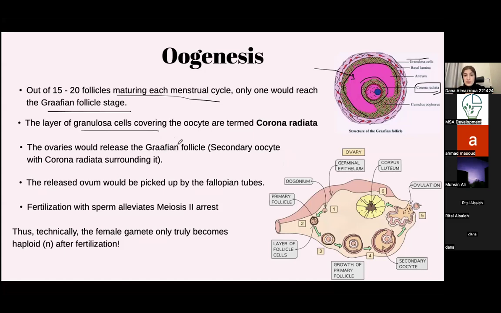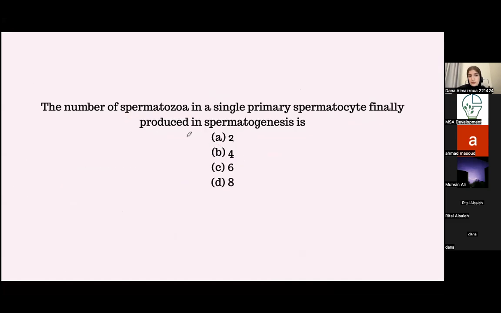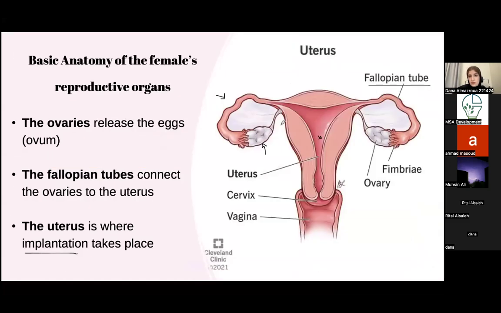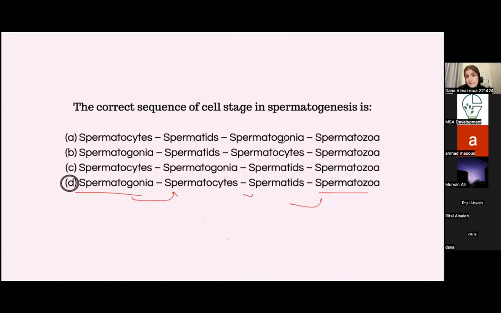Now the ovaries release the Graafian follicle. What is a Graafian follicle? It's a secondary oocyte stuck at metaphase 2 with corona radiata surrounding it. So the whole thing is released. The released ovum would be picked up by the fallopian tubes. Remember what the fallopian tubes were? They're the ones connecting the ovary to the uterus. So the egg is released, this is the Graafian follicle with corona radiata, and it moves through the fallopian tubes all the way to the uterus. This whole thing is happening in the ovaries.